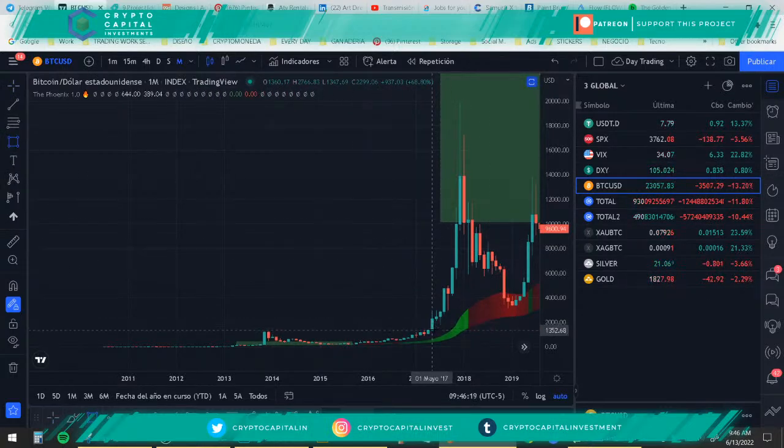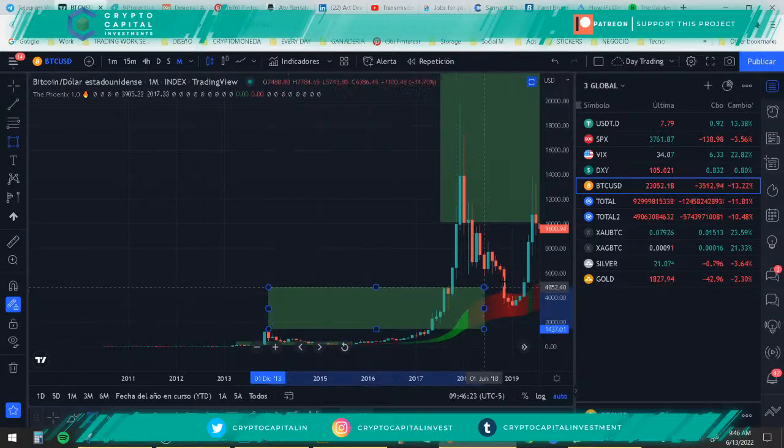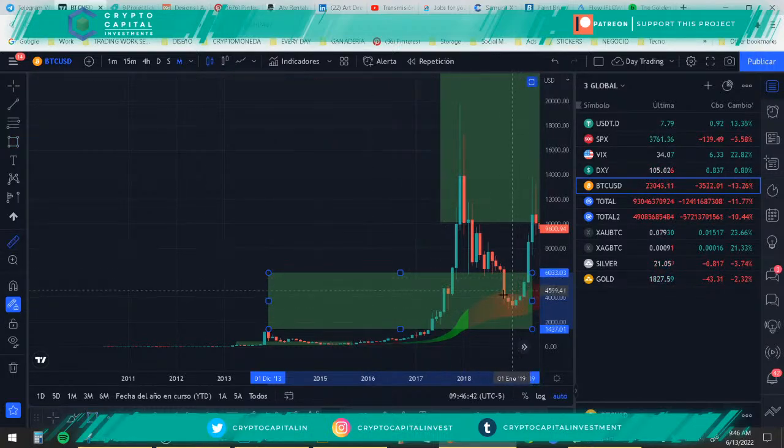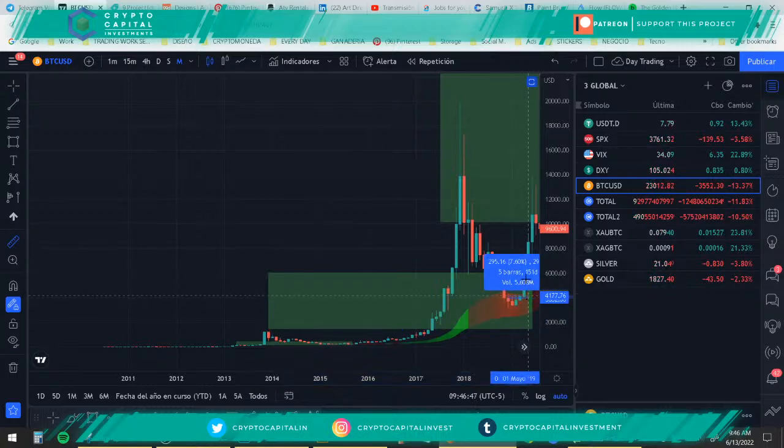Here was, here to here. So here we had resistance, and then we went through support, we break back in. And for how long do we stay there? It's 290 days.